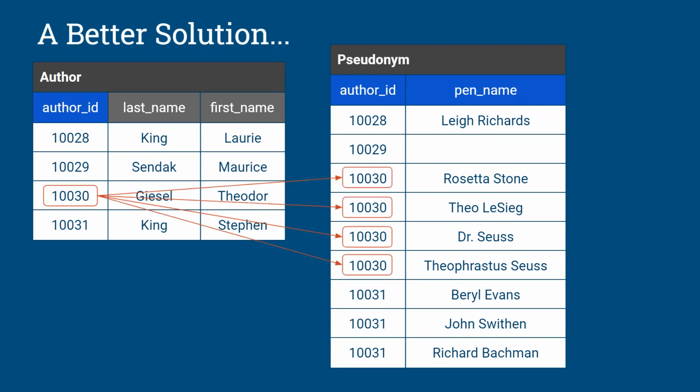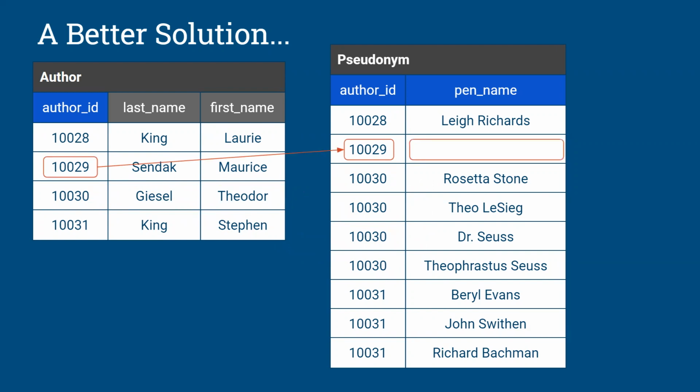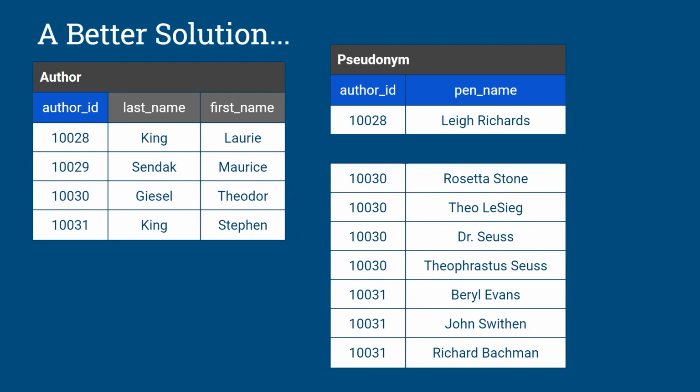About author ID 10029. Let me get there. Okay, so I just want to point out that we're getting all of them, just showing that we got the reference. We've got all 4 of Geisel's pen names here. But yeah, you're right. This is an interesting one. Here, what we're saying is that Sendak doesn't have a pen name, and so we've got a blank row here. And I think you're saying, well, what do we even need that there? And the answer is we don't.